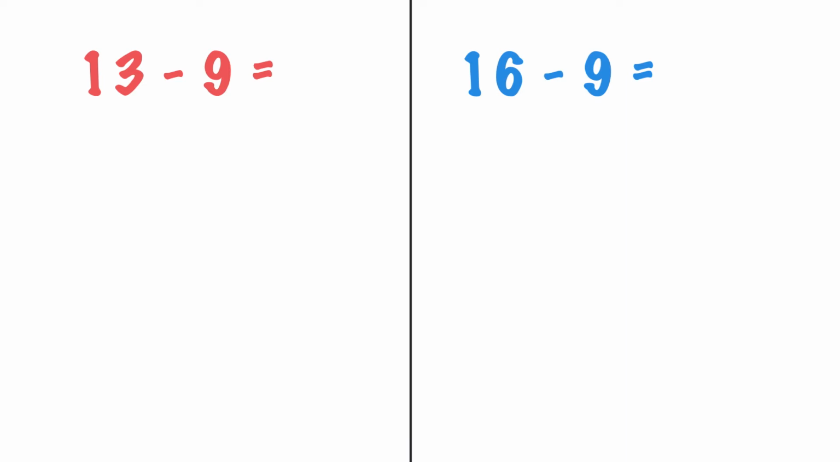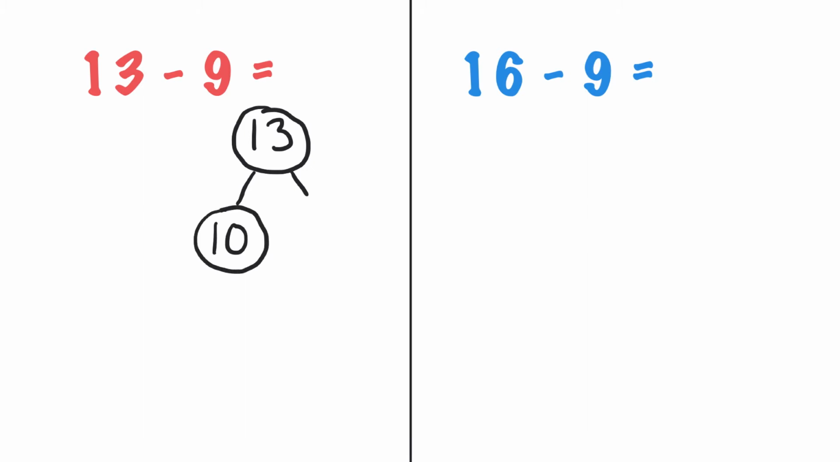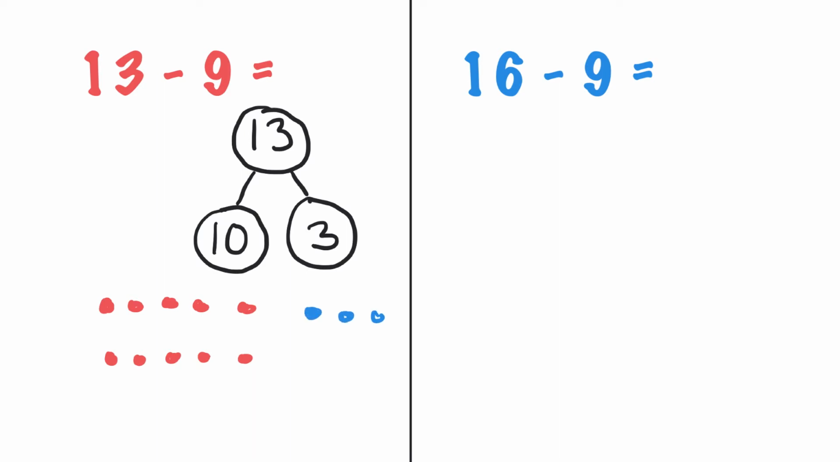Looking at my problem, I see I have 13 minus 9. Well, if I put 13 into a number bond here, and I split out the 10, because remember 10 is an easy number to work with, nice and friendly, my other part is going to be 3. I'm going to draw that out now. So I'm going to have 10 dots, 1, 2, 3, 4, 5, 6, 7, 8, 9, 10, and then 3 dots. 1, 2, 3. And then, since it's minus 9, I'm going to cross out 9 of those dots.